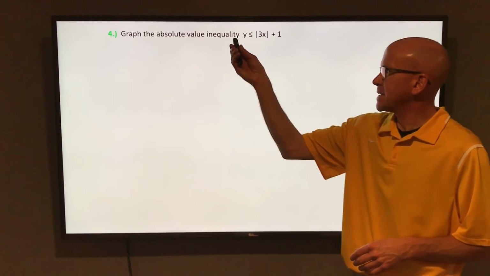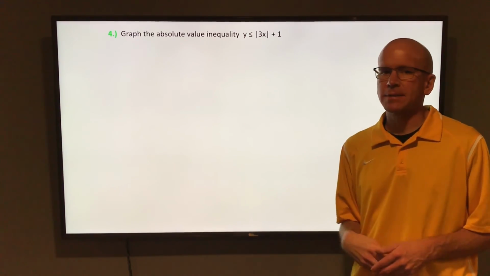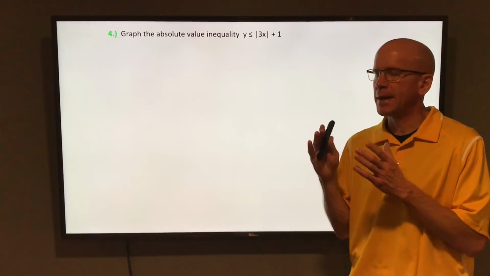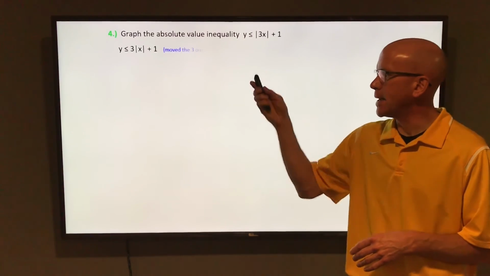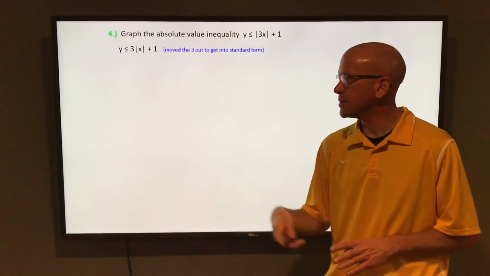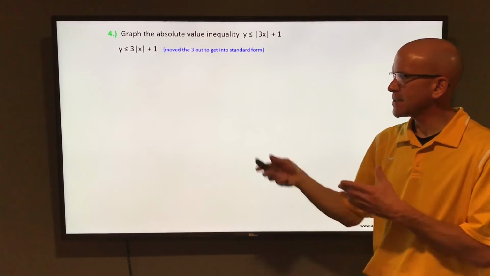Going to graph y is less than or equal to the absolute value of 3x plus 1. Again, we have a 3 in front of that x. To get this in general or standard form, that has to be strictly x with nothing in front of it. So we're going to factor 3 out, move that 3 out in front of the absolute value. So y is less than or equal to 3 times the absolute value of x plus 1. So that's general form right there.